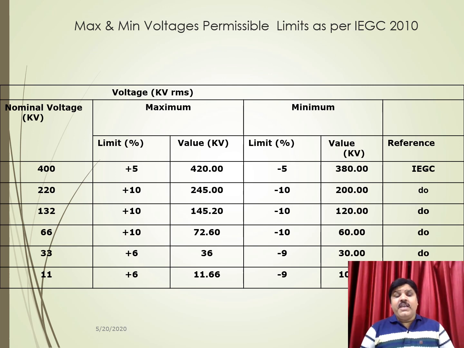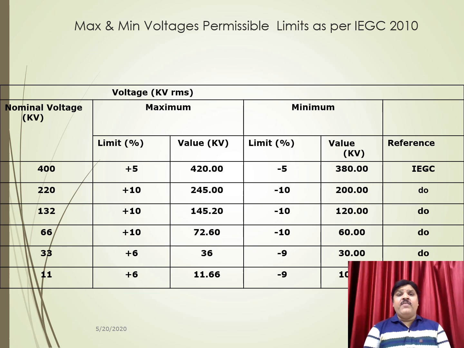Now we can see here the maximum and minimum voltage permissible in the Indian electricity grid code. In the 400 kV system we should maintain plus minus 5% of the rated voltage. Similarly, in 220 kV the plus minus 10% voltage level is the acceptable limit as per the Indian grid code. Similarly, in 132 kV it is plus minus 10%, and in 66 kV it is also plus minus 10%.